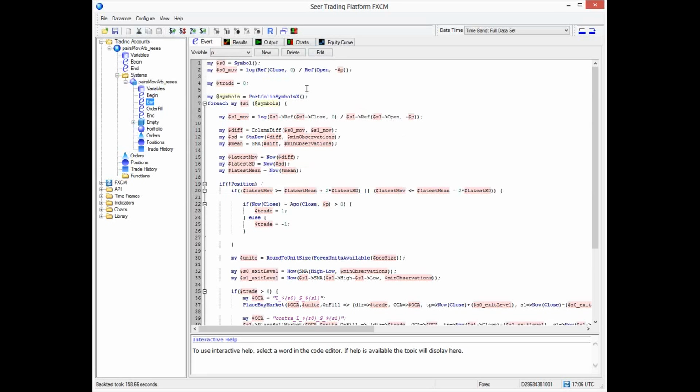So what I'm going to do in this presentation is walk through every line of code and explain how it all works.